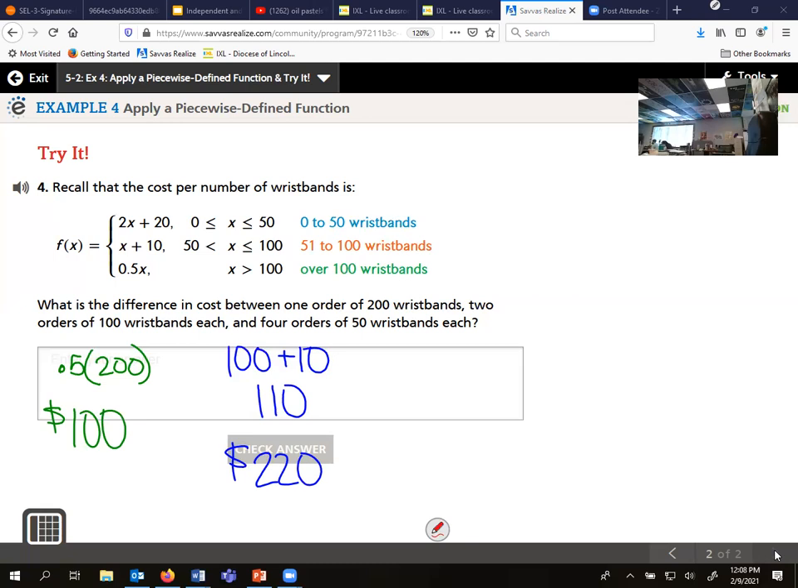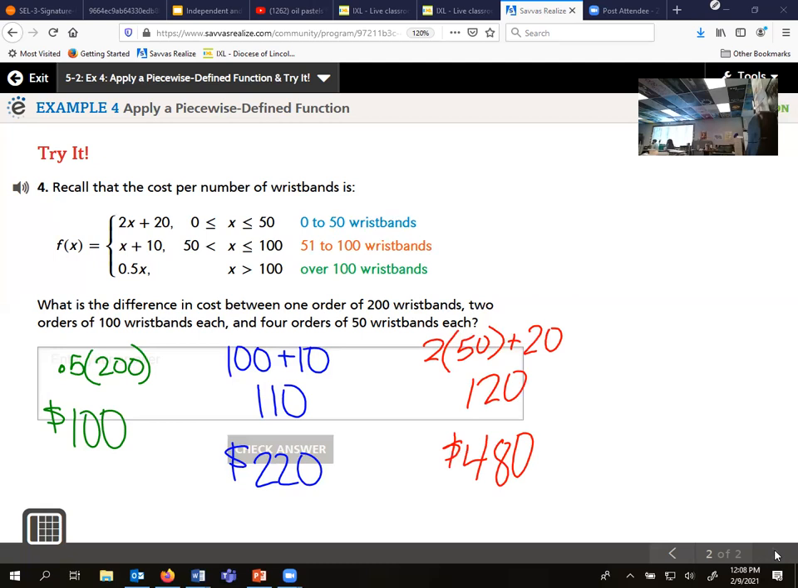Okay. 2 orders of 100 wristbands. So there are separate orders. If I order 100 wristbands, I can do 1, 2, or 3. My goal. 2. Okay. So for that one, I'm going to do 100 plus 10. How much is that? 110. But if I did 2 of the exact same order, how much will I spend altogether? Yep, 220 together. Is it more effective to buy 200 at once or 2 orders of 100? 200 at once. They save a lot of money.